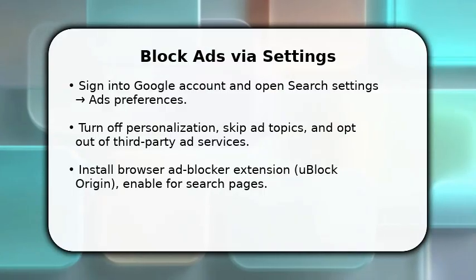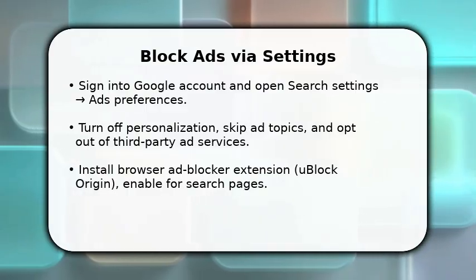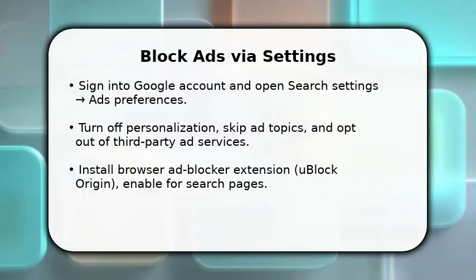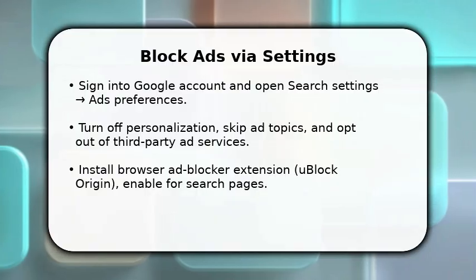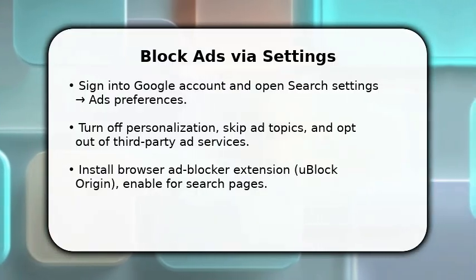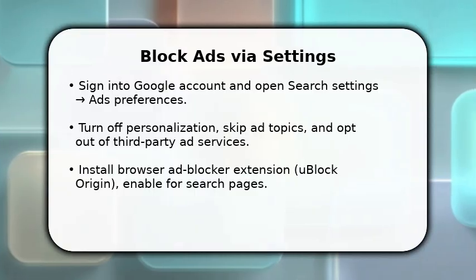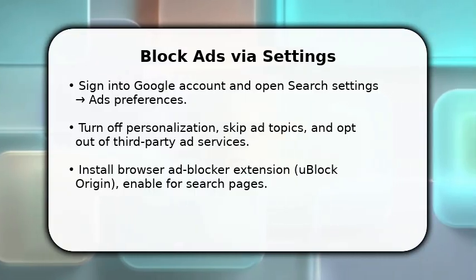You start by logging into your Google account and immediately adjusting ad controls. This reduces personalized search ads. Once done, open ad settings and disable ad personalization, opt out of third-party data sharing, and remove ad topics.